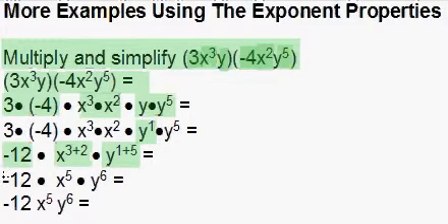This then becomes negative 12 times x to the fifth times y to the sixth, and then that can be just written as negative 12 x to the fifth y to the sixth.